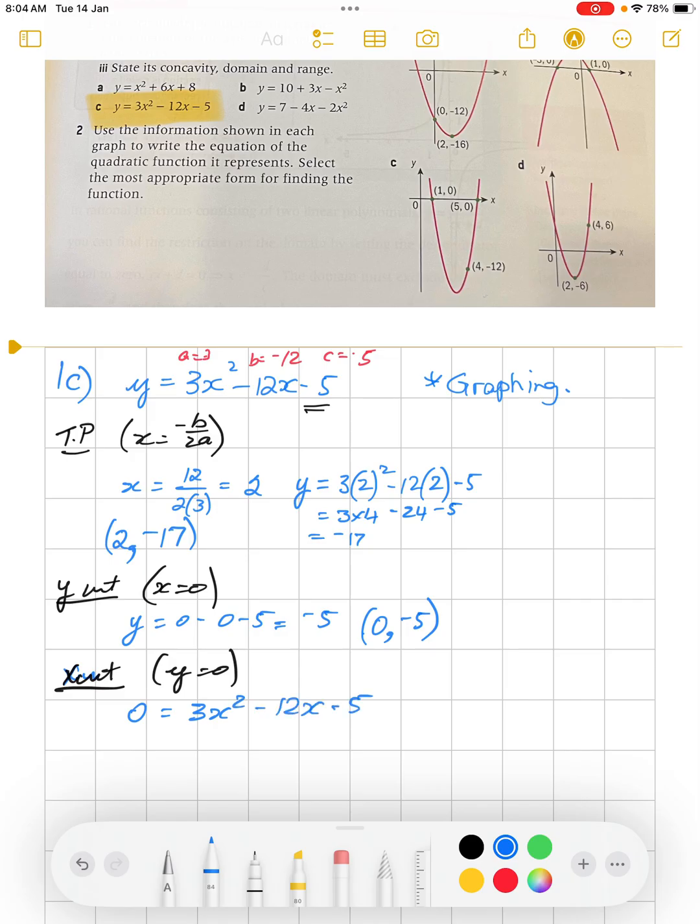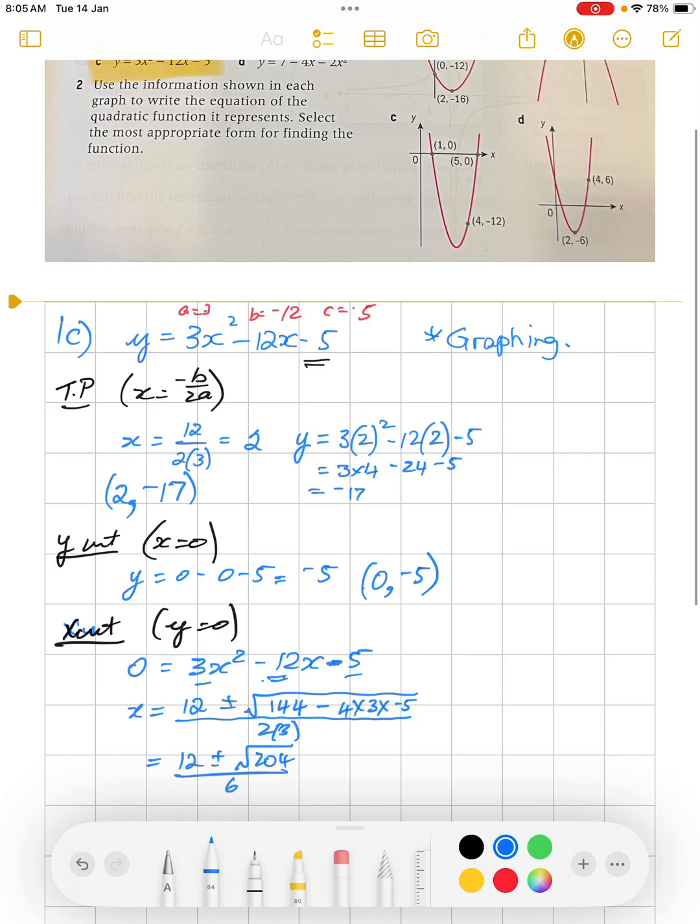Now you can use the quadratic formula or factorize. Will it factorize? B squared minus 4ac is 144 plus 60, which is 204. Maybe my mental arithmetic's not great. I'm just going to use the quadratic formula. So that is positive 12 instead of negative 12, plus or minus the square root of b squared, 144, minus 4 times 3 times negative 5, all over 2a, which is 2 times 3. So we've got 12 plus and minus the square root of 204 over 6.